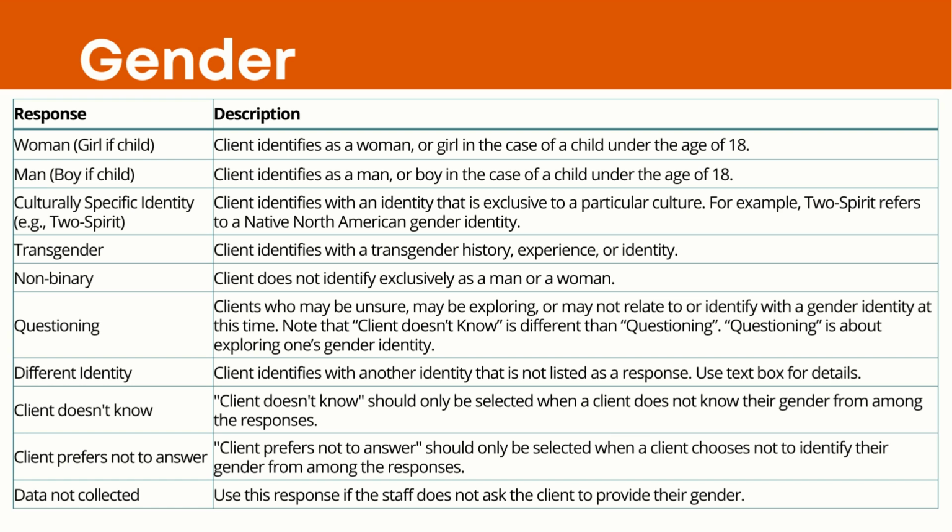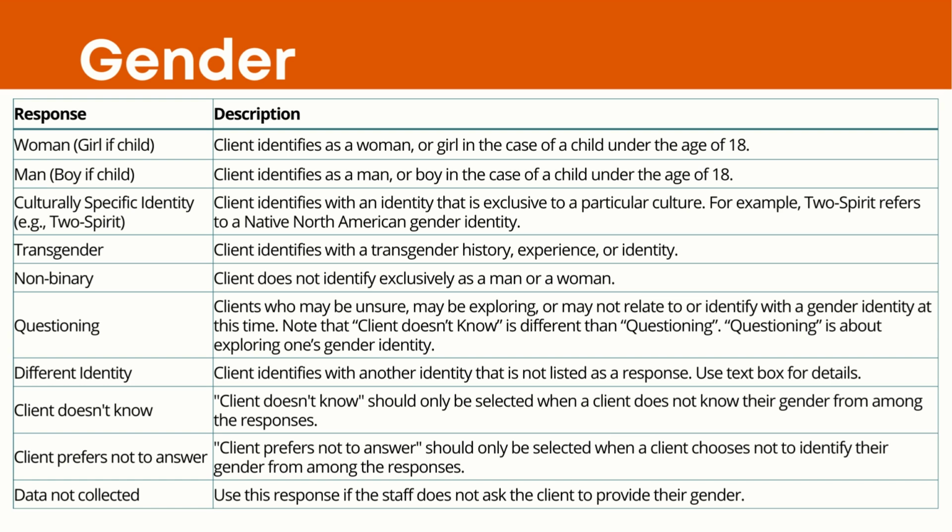Questioning: clients who may be unsure, may be exploring, or may not relate to or identify with a gender identity at this time. Note that client doesn't know is different than questioning. Questioning is about exploring one's gender identity. Different identity: client identifies with another identity that is not listed as a response. Use the text box for details.